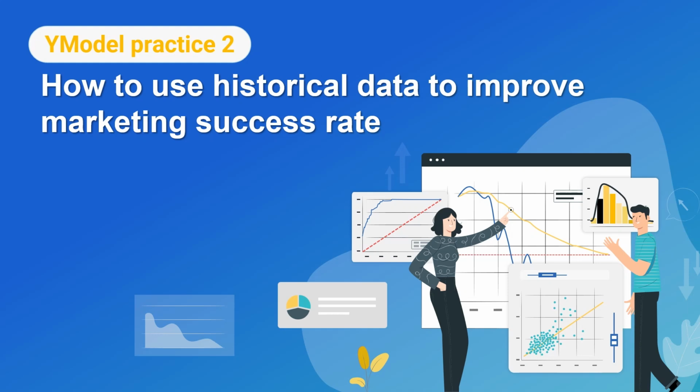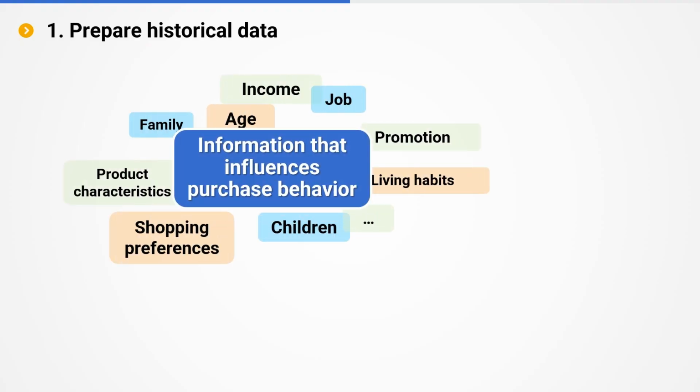YModel Practice 2. How to use historical data to improve marketing success rate. 1. Prepare historical data. In the marketing scenario, the target to be predicted is the customer's purchase behavior.